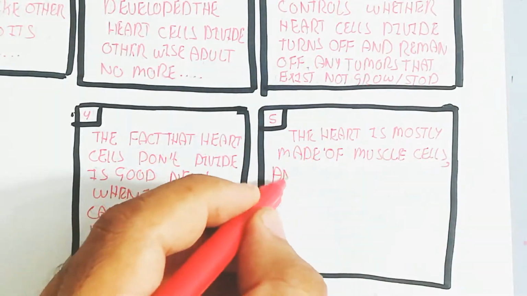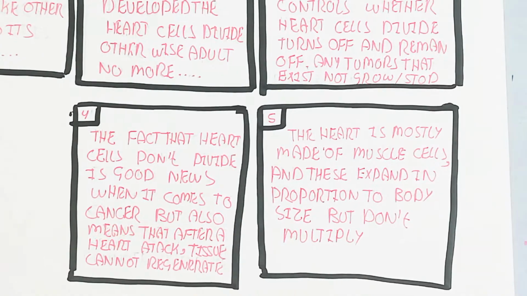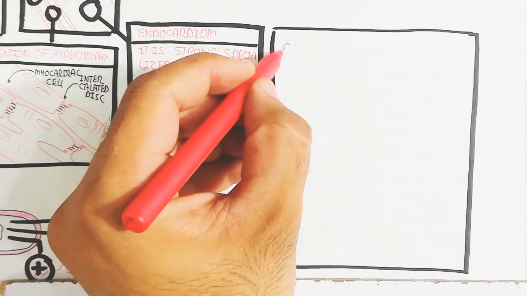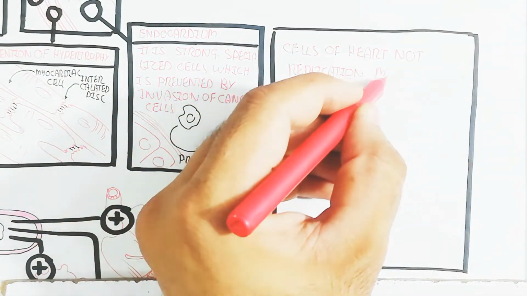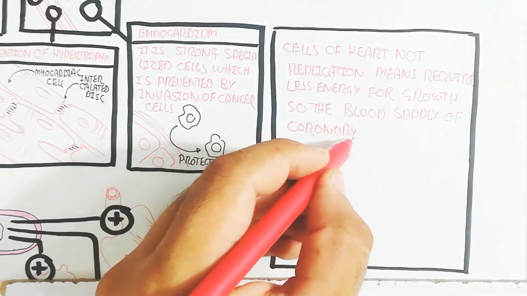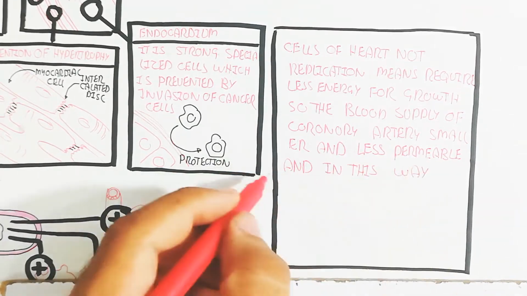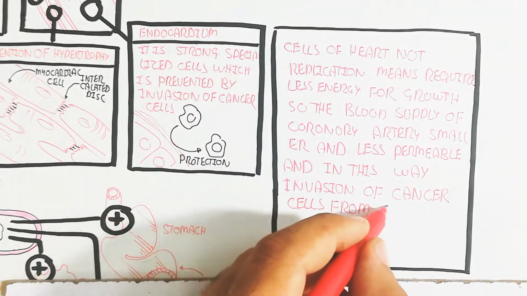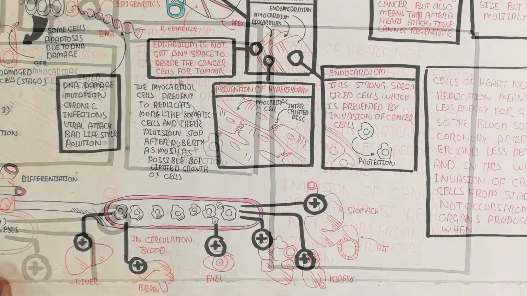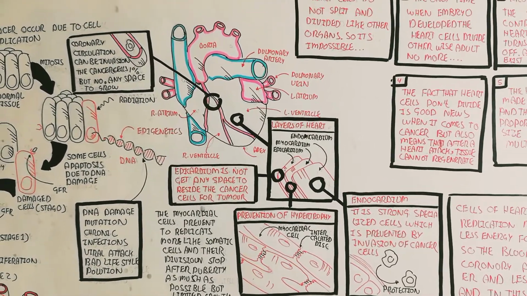The heart is mostly made of muscle cells, and these expand in proportion to body size but don't multiply. Remember, they don't multiply because of the intercalated discs, which are attached so that the pumping of blood works efficiently and continuously. Heart cells not replicating means they require less energy for growth. The blood supply of the coronary artery is smaller and less permeable, so invasion of cancer cells from another organ at stage 4 does not occur. Coronary artery disease can occur, but cancer will not. In this way, the cells of the heart do not divide, and that is why cancer will not occur.